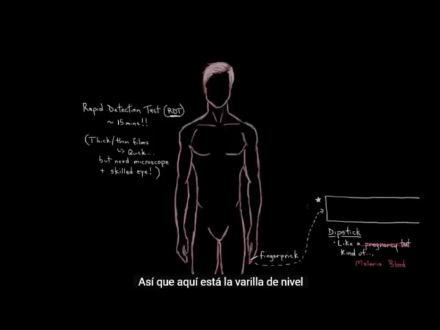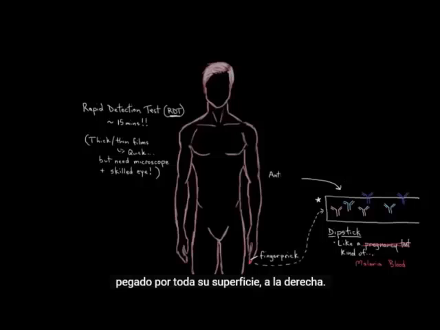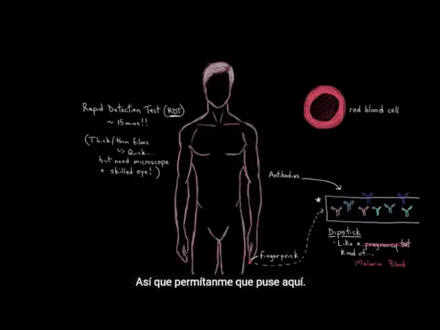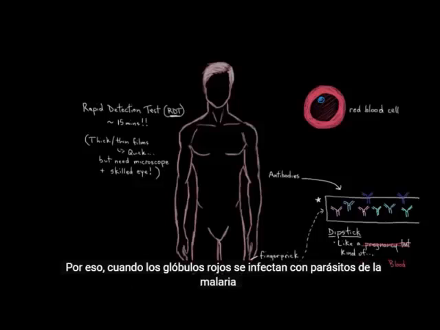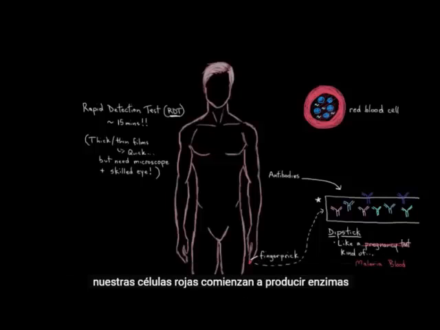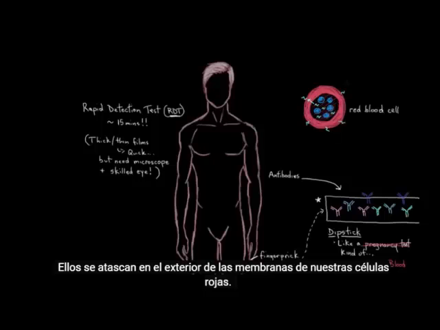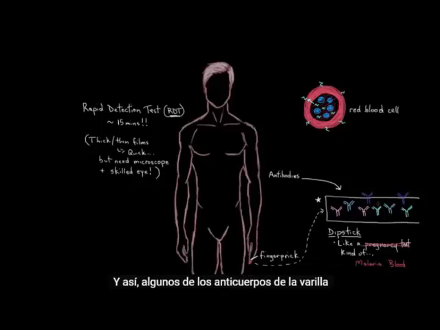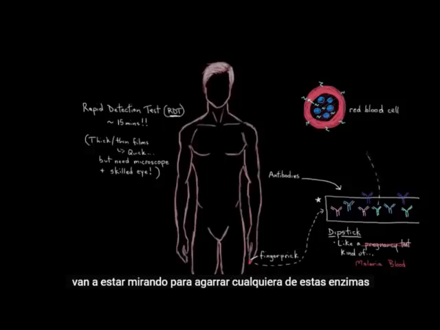So here's the dipstick, and on it, there's all of these antibodies stuck all over its surface, right? And so these antibodies essentially look for two different things in the blood. So let me set you up here. When red blood cells get infected with malaria parasites, our red cells start to produce enzymes that end up being displayed. They get stuck onto the outside of our red cell membranes. And so some of the antibodies on the dipstick will be looking to grab onto any of these enzymes that they might be able to find in the blood sample, right? Because that could mean that there's a plasmodium infection.